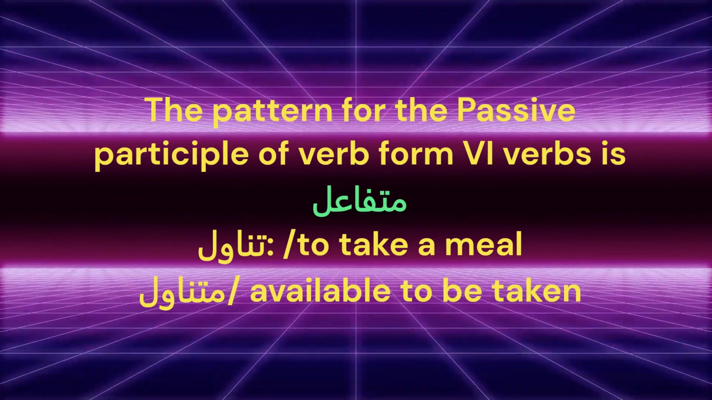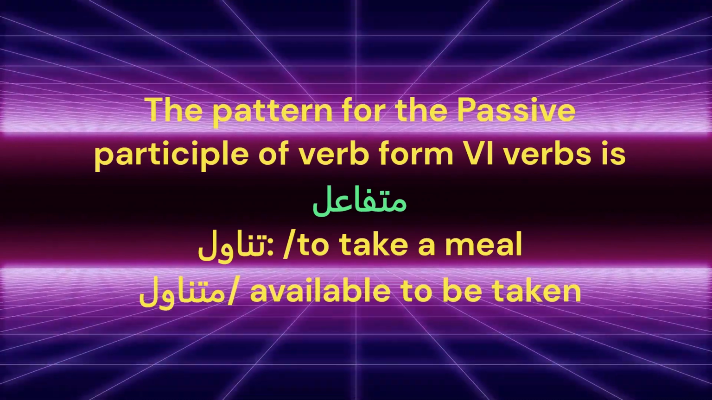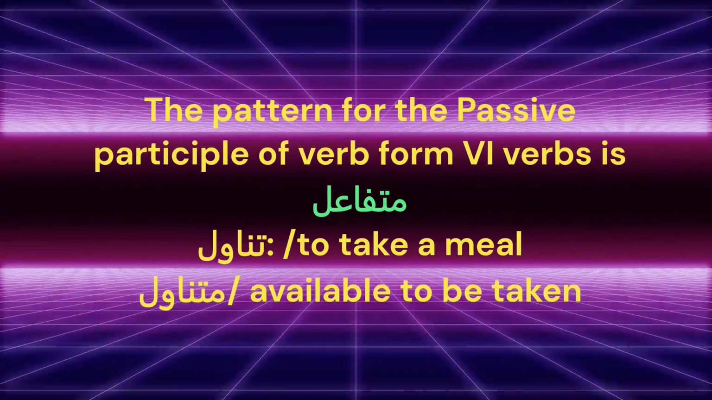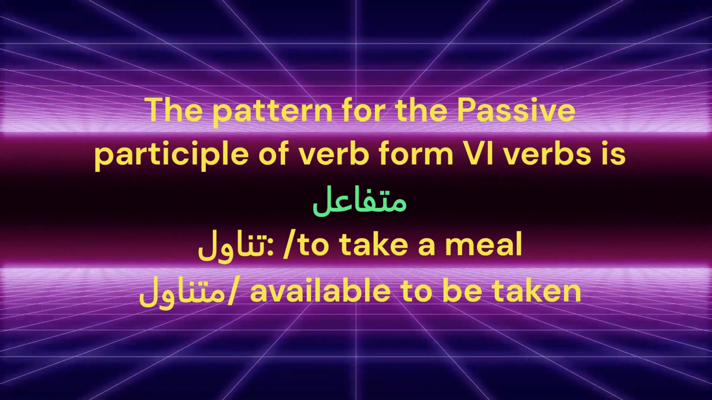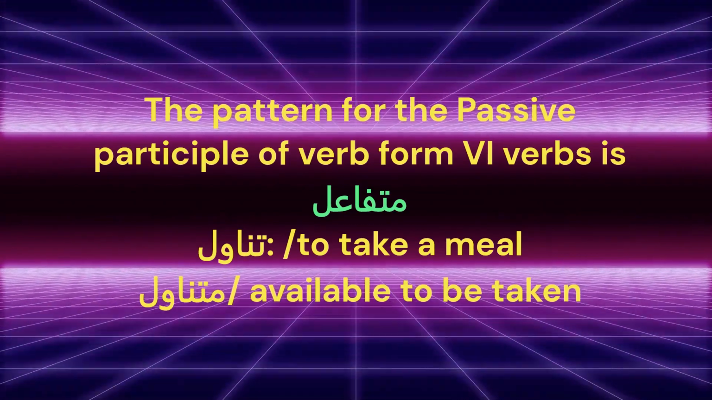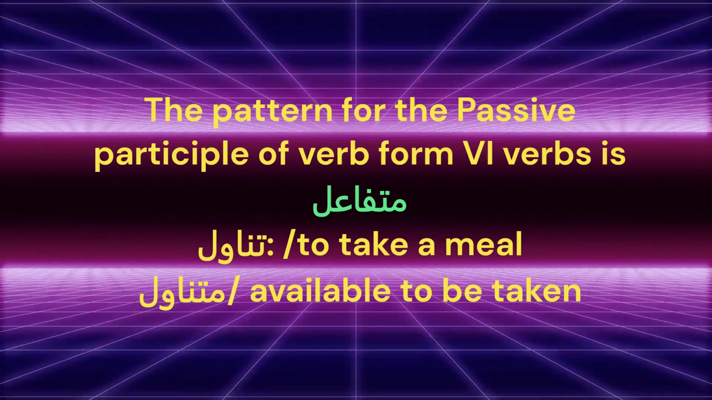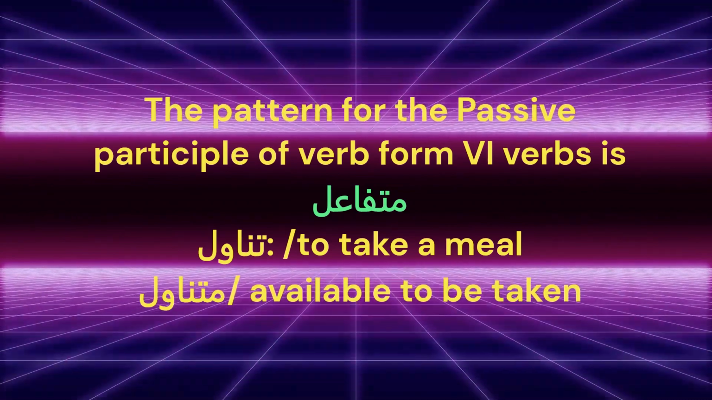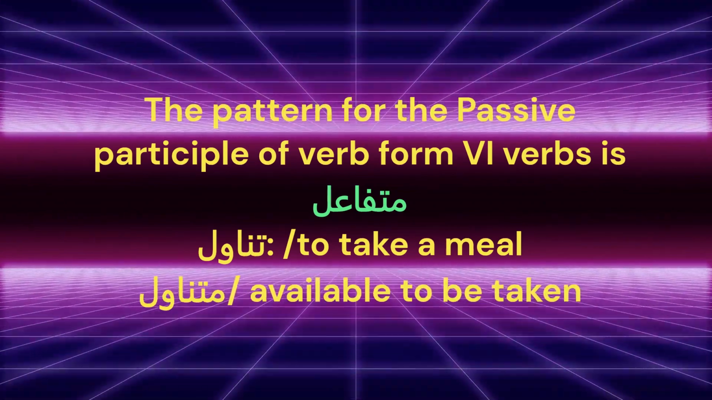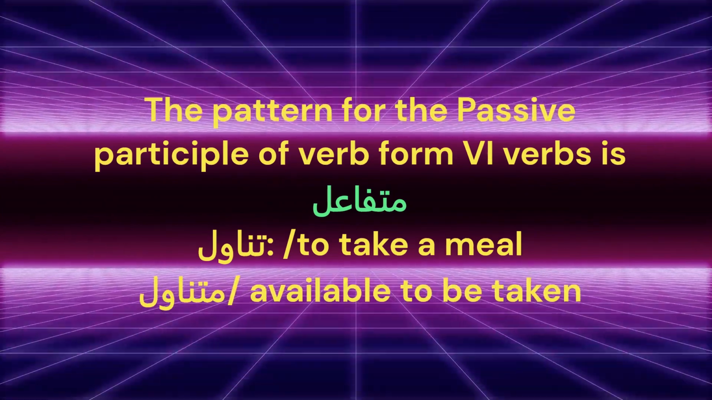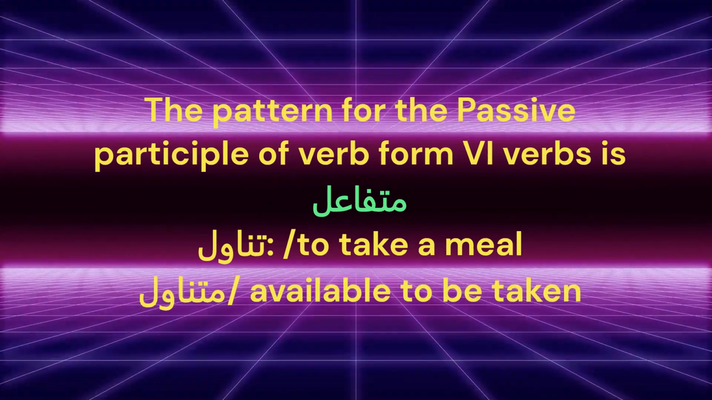The pattern for the passive participle of verb form 6 is mutafa'al. One example of form 6 verbs is tanawala, to take a meal, to take medication. The passive participle is mutanawal, and it can generally mean anything that's available to be taken, to be eaten, to be consumed. Mutanawal.